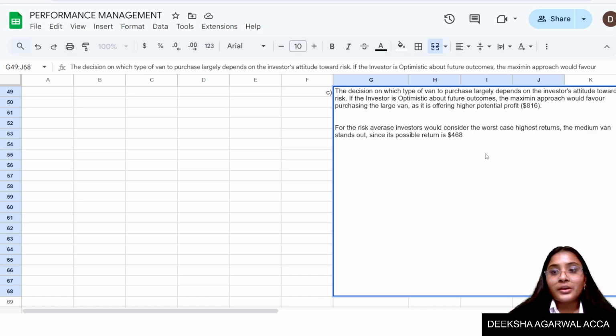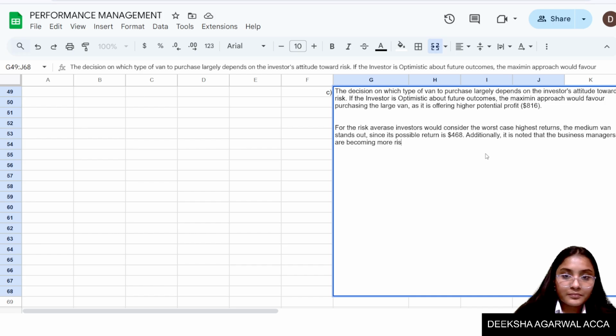Correct. Additionally, you can note it down that it is noted that the business managers are becoming more risk averse, suggesting that the maximin strategy might better reflect their current mindset.